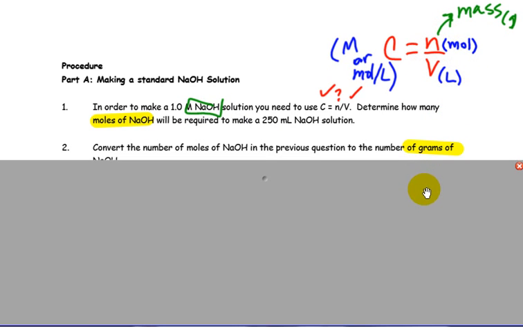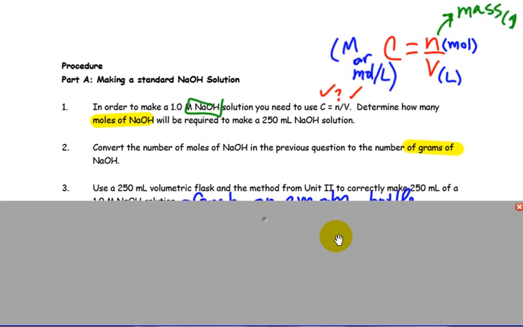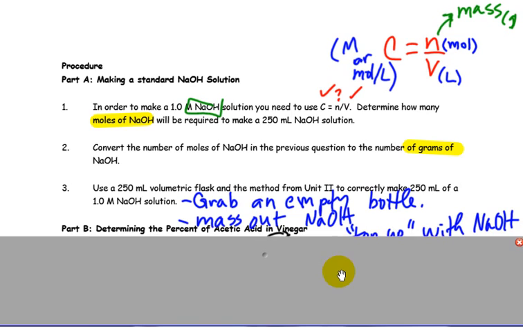Once we know n, number of moles, of course, we don't have mole balances, we have gram balances, so we have to convert that into grams. Grams of NaOH, so of course we need to use the periodic table, figure out the molar mass, and then from there convert from moles to grams. And then once we know how many grams, use a 250 mL volumetric flask and a method used from unit 2 to correctly make 250 mL of a 1 molar solution.